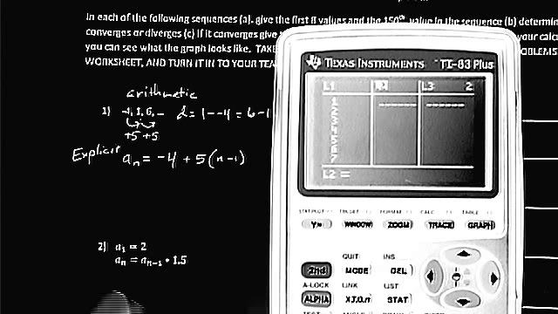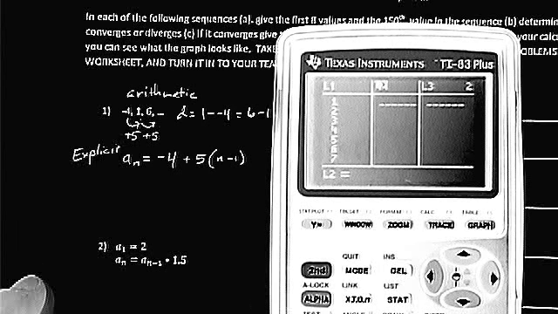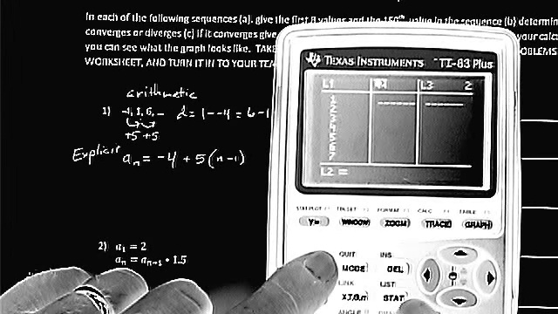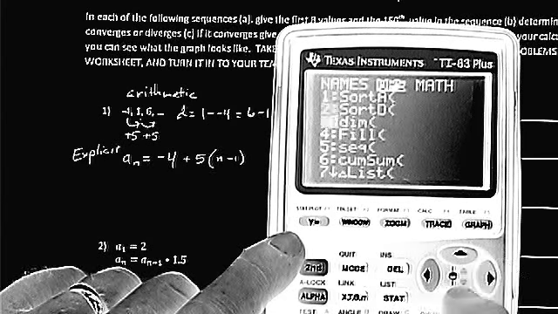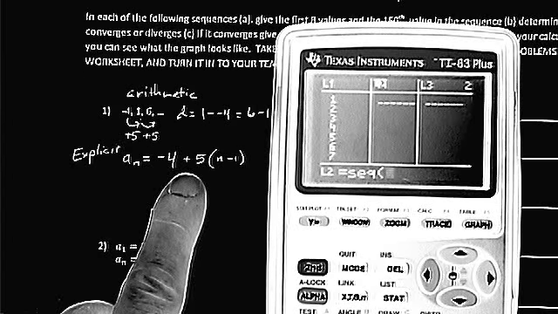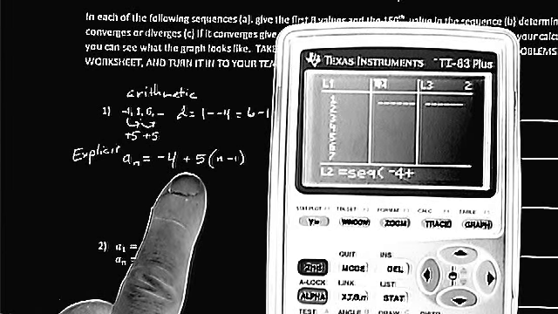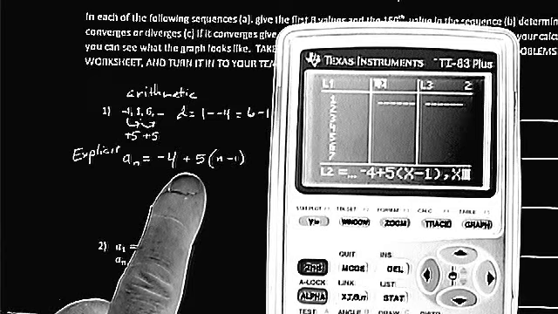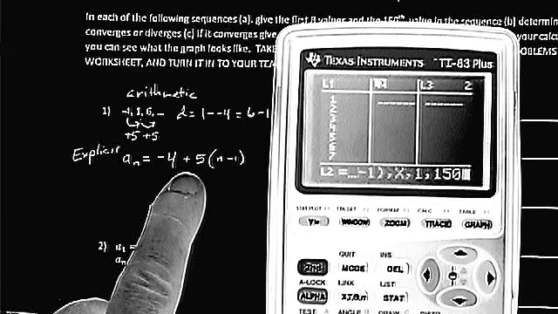Okay, we're going to go to the second list. In fact, I'll use that sequence formula. I'll show you two different ways we could have done that. We could do the sequence formula again. Okay, sequence. This time, the expression is right there. Negative 4 plus 5 parentheses x minus 1 end parentheses. Comma, then you tell it what variable you're using, x, comma, then you tell it what starting value, 1, comma, 150 is the ending point.